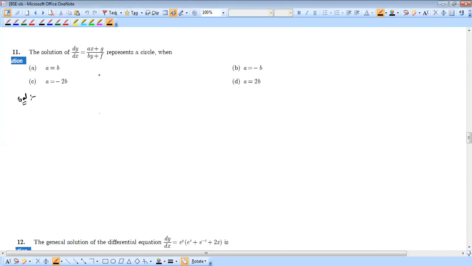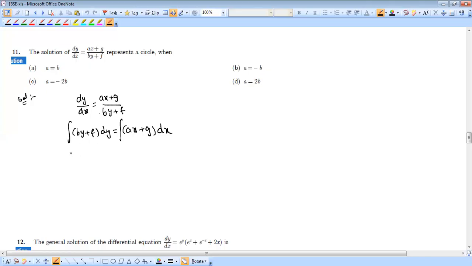Here it is very simple. We have to apply the variable separable method. dy by dx is equal to (ax plus g) by (by plus f). Applying the variable separable method, (by plus f) dy is equal to (ax plus g) dx. Now applying integration on both sides. Now we have to do integration separately for each function.